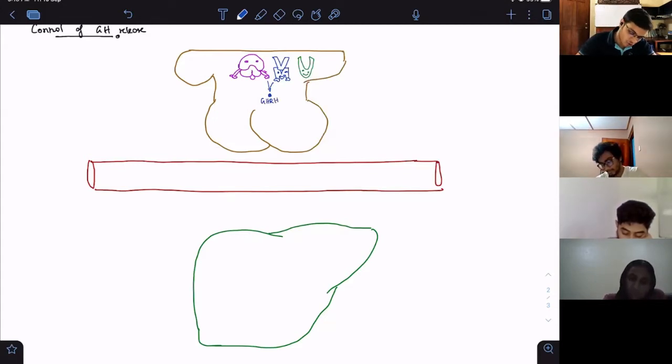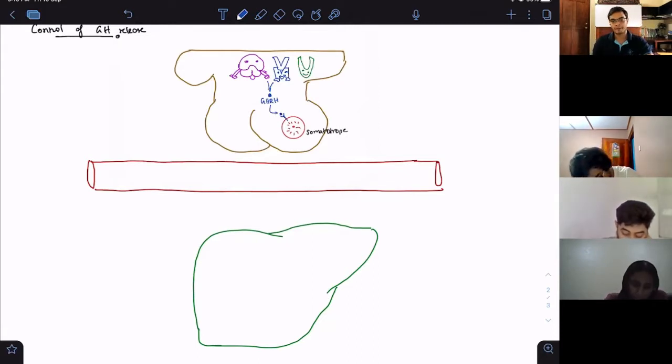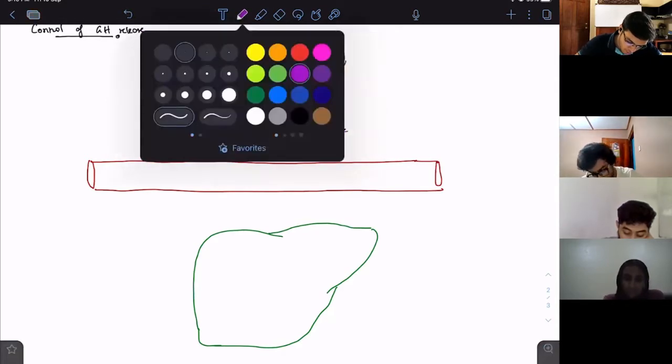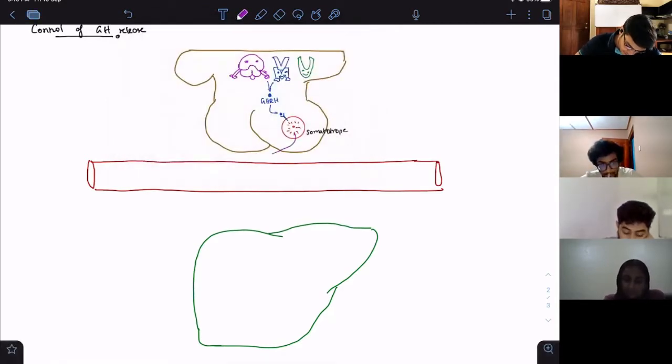And what happens? Growth hormone releasing hormone can come and stimulate what is this cell? Somatotrope. This is an acidophilic cell, we said. How does it stimulate, guys? Nothing special. There is a receptor. So this fellow can come and bind here. Then what does this somatotrope produce? It produces growth hormone.